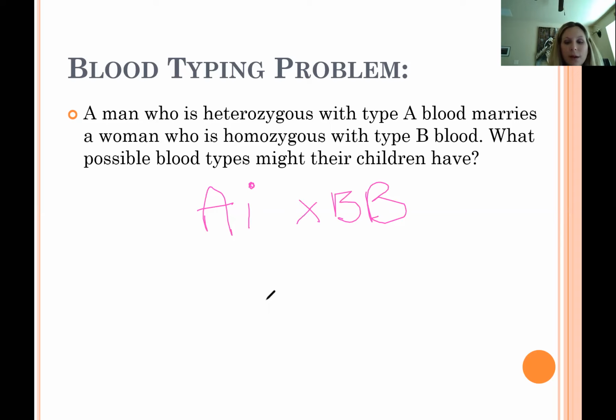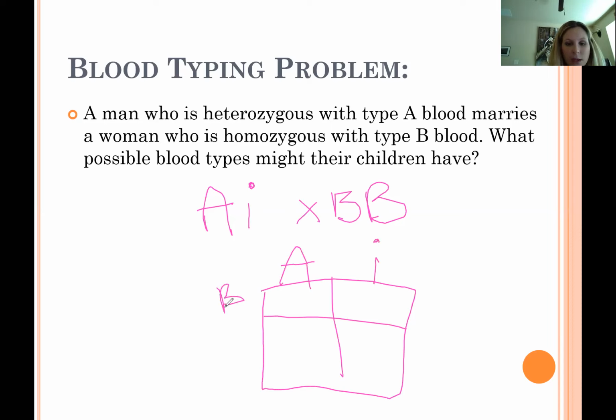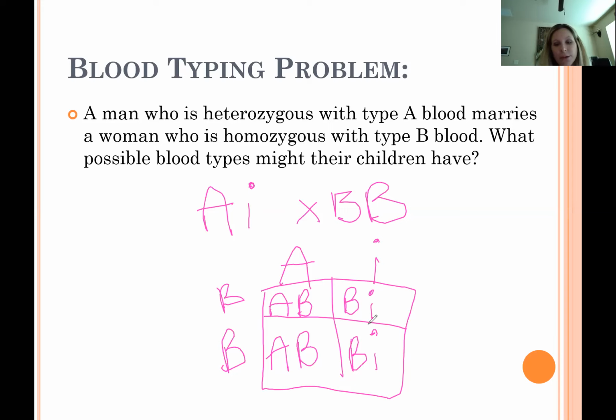I'm going to do a Punnett square the same way I did it before. You would do a cross kind of like you did before. So what are the possible blood types of their children? 50% of their children would be AB. 50% would just be plain B blood type.